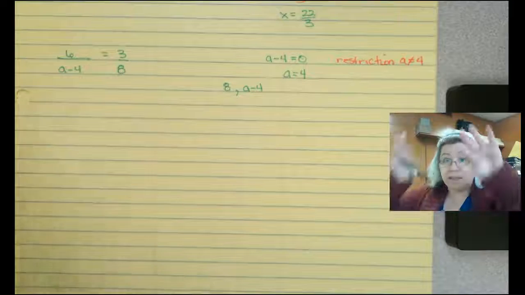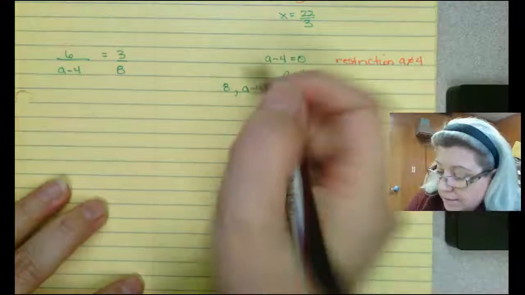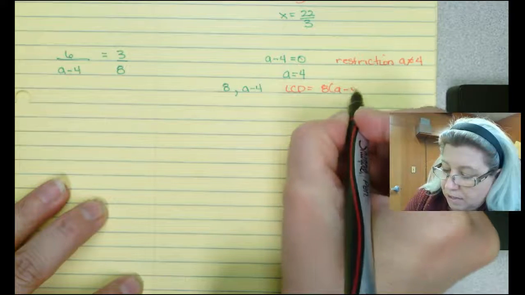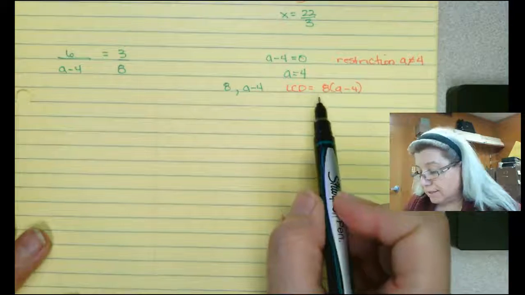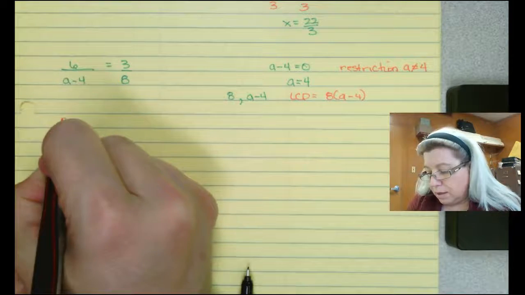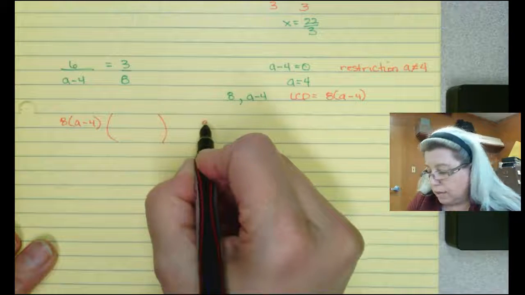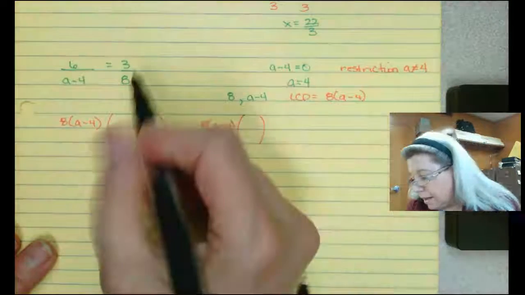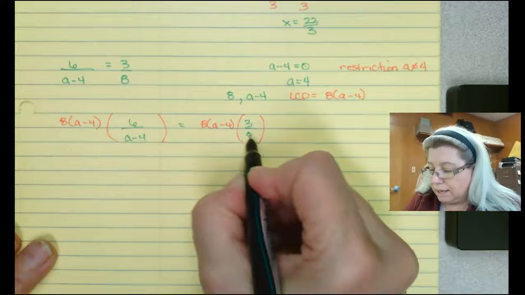You cannot separate the a and the 4. That's one full unit. Our LCD will be 8 times a minus 4. So we're going to multiply both sides by this LCD. 8 times a minus 4 times 6 over a minus 4 equals 8 times a minus 4 times 3/8.